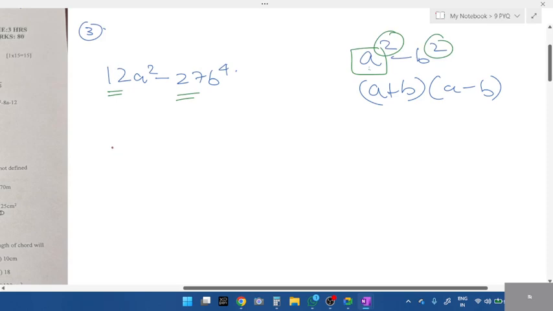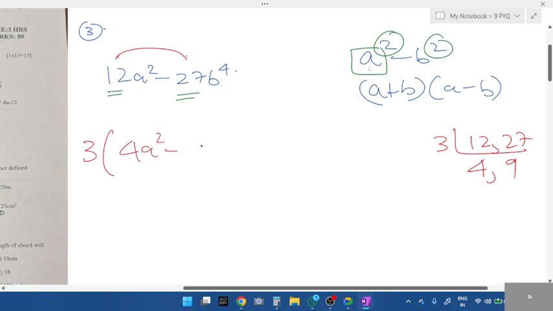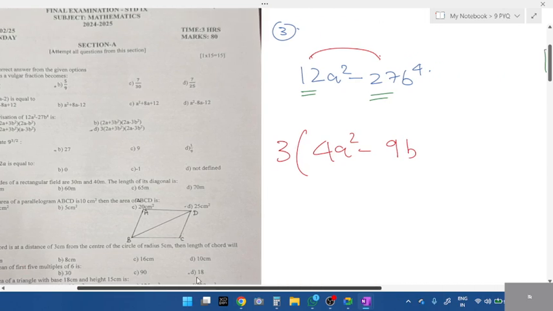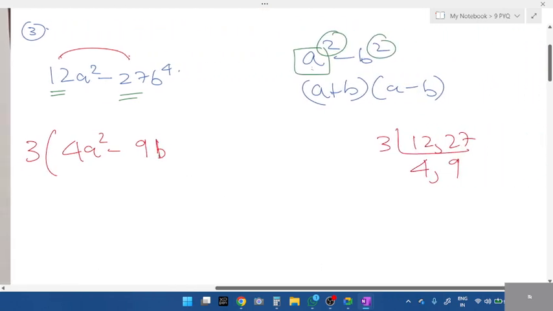Use the normal factorization method. What is the common factor for 12 and 27? 3 fours are 12 and 3 nines are 27. So what is common? 3 is common. In the bracket, what do you get? 4a square minus 9b to the power of 4. This b to the power of 4, how can I write it, students?